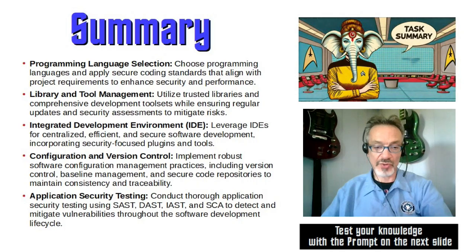Implement version control and baseline management to ensure consistency, and use automated deployment processes to reduce human error. Code repositories. Secure code repositories by enforcing strict access controls, regularly backing up the code, and using branching strategies to keep development organized and secure. And application security testing with methods like DAST, SAST, and IAST, as well as SCA to identify and address vulnerabilities throughout the development lifecycle.